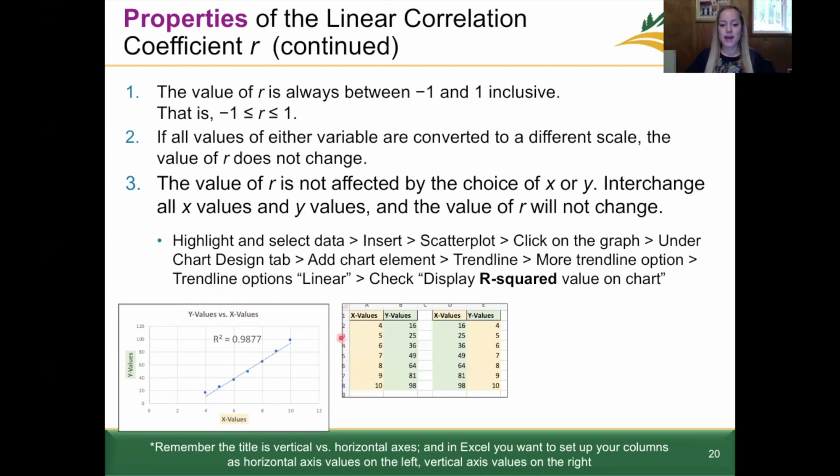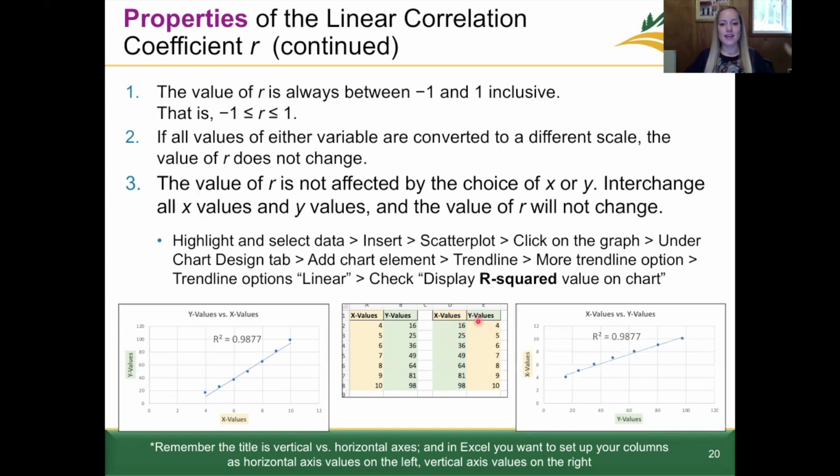So as these are my x values, these are my y values, I got an R-squared value, again, not an R value, but an R-squared value of 0.9877. Then I switched them. So I took my y values, I put them here under my x values, and I did the same for my x versus y values. When I plot this, I get a different looking graph for my scatter plot, but then I put in this trend line and I added an R-squared value, and it turns out that these both have the same R-squared value.